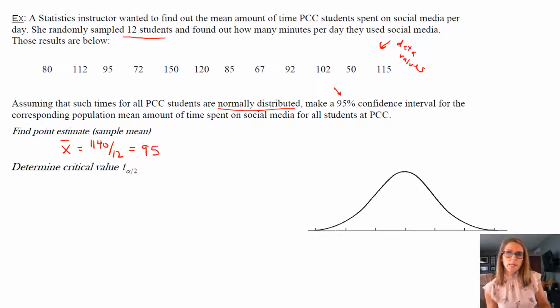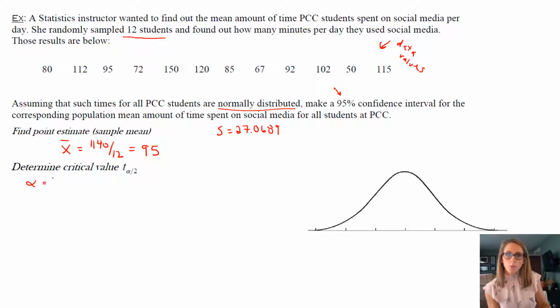But we get 95 minutes, and then I'll just put it up here, I'll use it in a minute, but the standard deviation, you should be getting 27.0689, and we'll use that. So we determine our critical value. Everything else is really the same. We'll do this by hand.